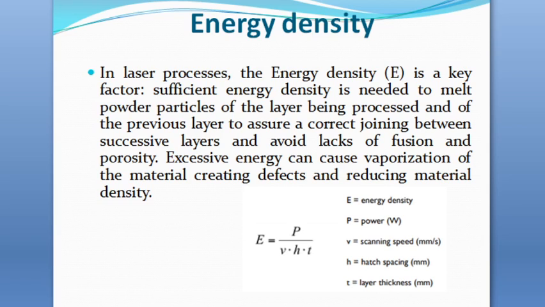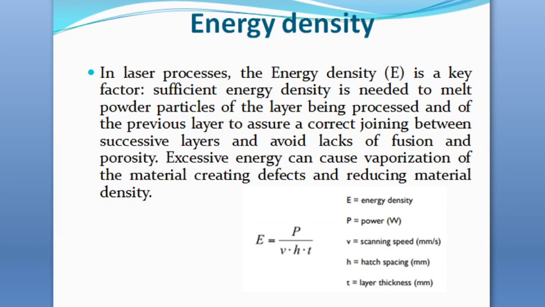Energy density is used in the SLA process. What is energy density? How is it calculated? The energy density is a key factor. Sufficient energy density is needed to melt powder particles of the layer being processed and of the previous layer, to assure a correct joining between successive layers. It avoids lack of fusion and porosity. Excessive energy can cause vaporization of material, creating defects and reducing material density. Therefore, the energy density should always be optimum.